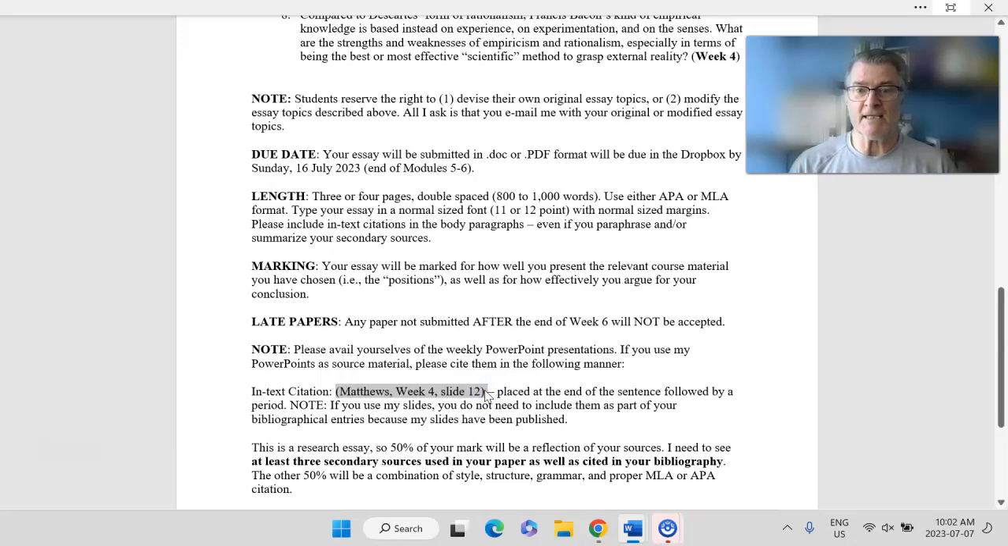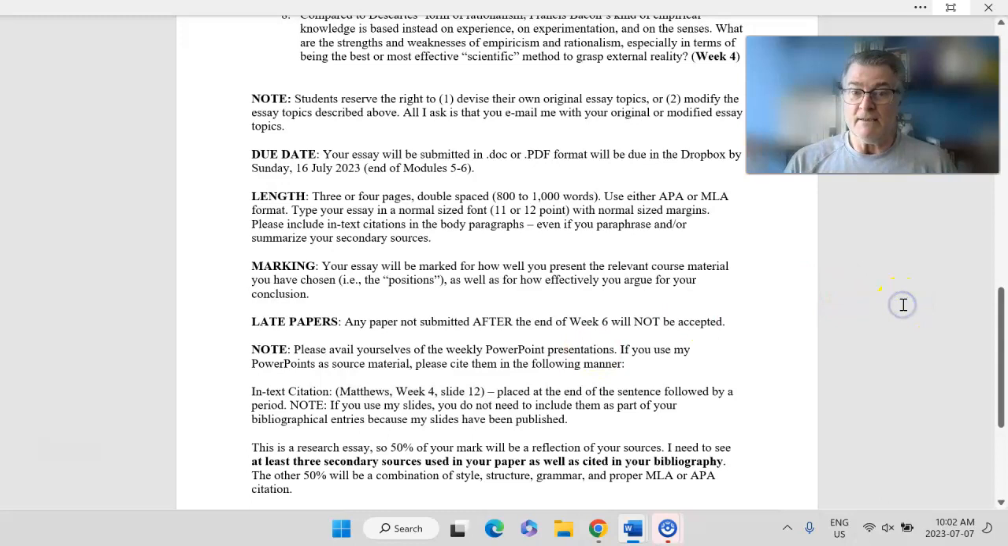So in-text citation, let's say you use a statement from one of my slides, and in brackets or parentheses: Matthews, comma, module 4, rather than week 4. I apologize, I keep referring to weeks. Matthews, module 4, slide 12. And it's placed at the end of the sentence, followed by a period.